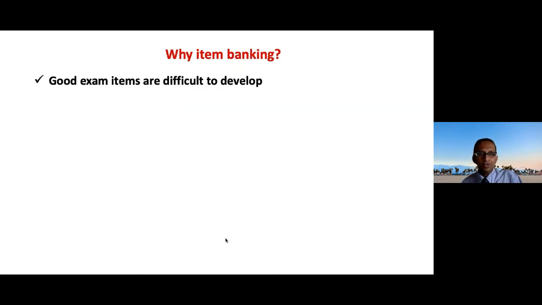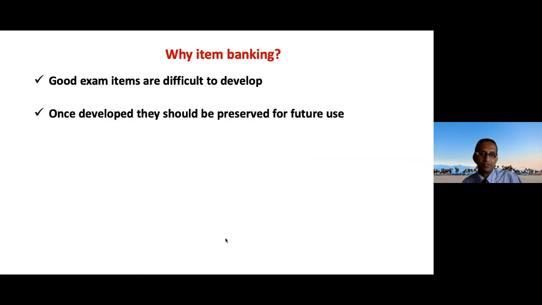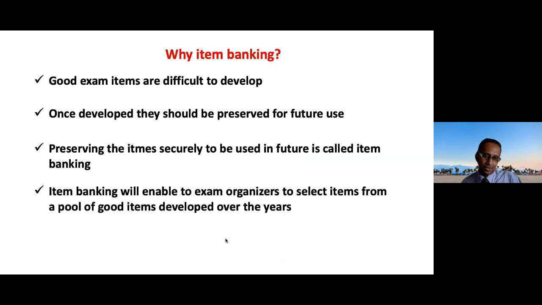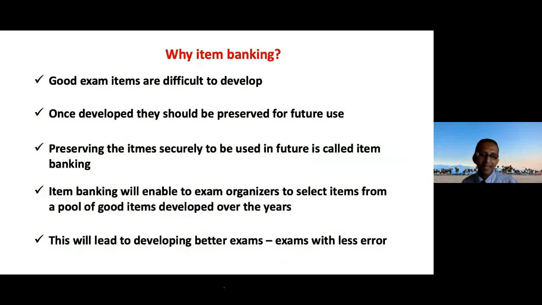So why item banking? Good exam items, as you see, are very difficult to develop. Once developed, they should be preserved for future use. Preserving the items securely to be used in future is called item banking. Item banking will enable exam organizers to select items from a pool of good items developed over the years. That is a big facility, because you cannot write a good 100 MCQs. That's very difficult. Far better to write 25 or 50 MCQs and get the other 50 or 75 from the bank. And this will lead to better exams with less error, because we are concentrating this time on a small number of items. Others are from the bank.